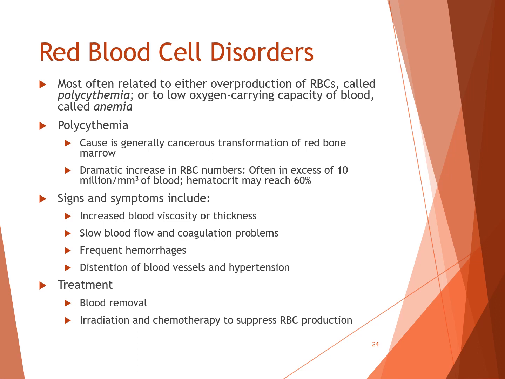So how do we treat this? Typically, if it's a cancer, we treat it with radiation of the bone marrow or chemotherapy, and they can also do something called bleeding, where they remove some of that blood to hopefully decrease the tension and increase the flow.